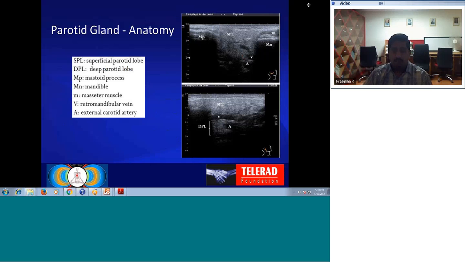So basically, the landmarks that we use for the parotid gland anatomy for the differentiation of the superficial and deep lobes would be the retromandibular vein and also the external carotid artery. So this is the ultrasound image where you can see the transducer placement just below the ear transversely. The right parotid gland demonstrates the mastoid process, the mandible, the superficial lobe, and the deep lobe, with the landmarks being the retromandibular vein and the external carotid artery. The same when done in the longitudinal plane.